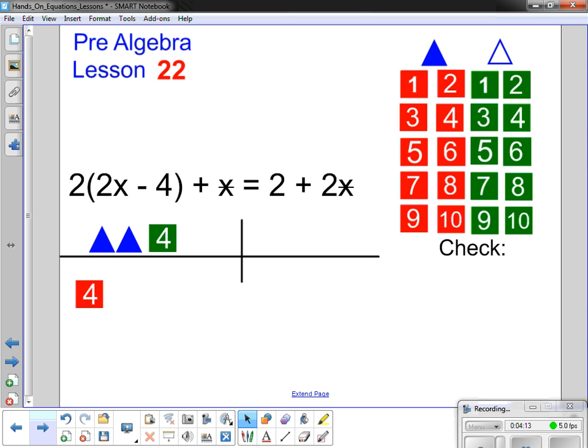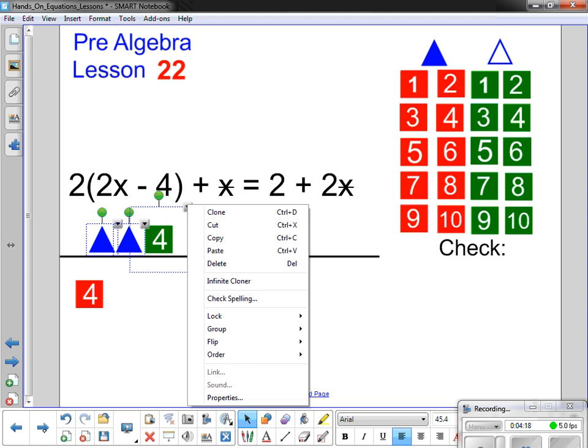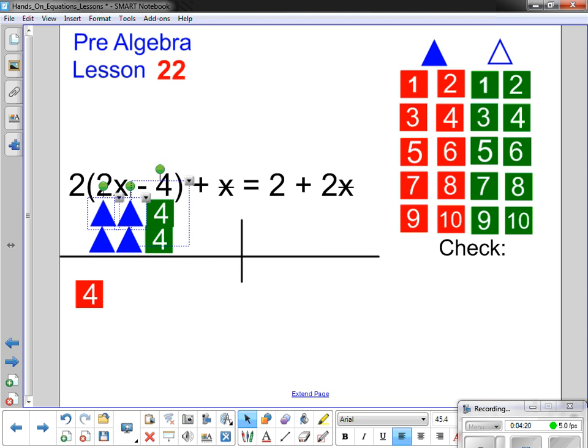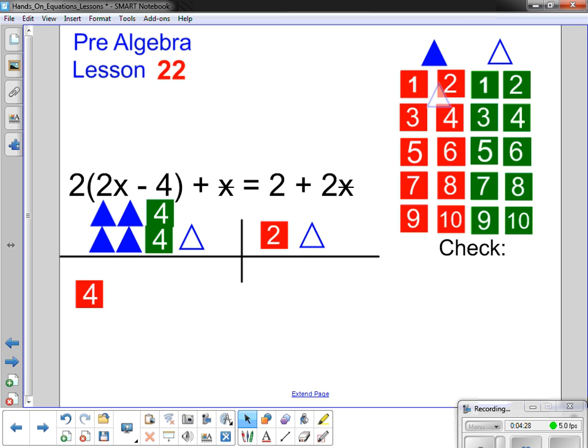Now I have to have 2 of these setups, so I'm just going to grab that and clone it. So now I have 2 of those, and then I have to have an opposite of x in here. There we go. And then I have to have a 2, and I have to have 2 of these x pawns, or these star pawns, and we have that. So there's our setup to begin with. So I can get rid of that x because we had to get rid of them.